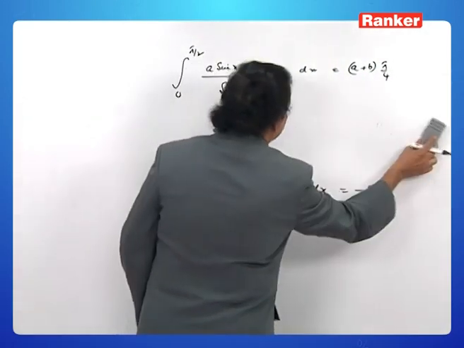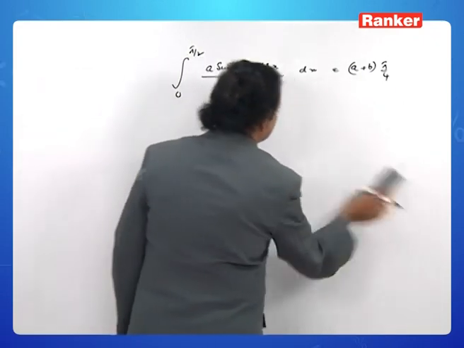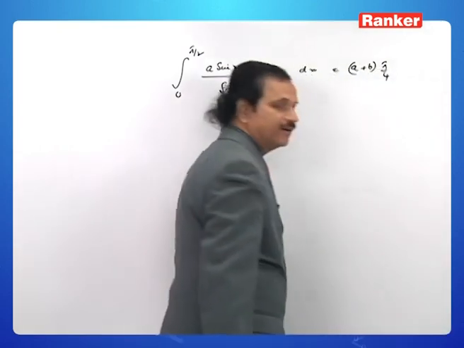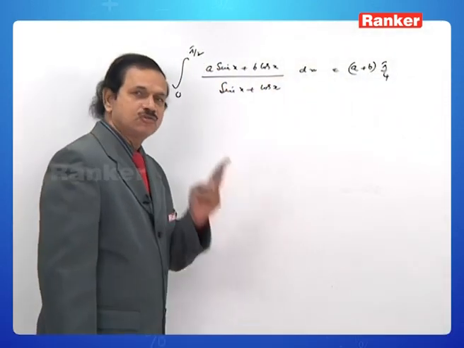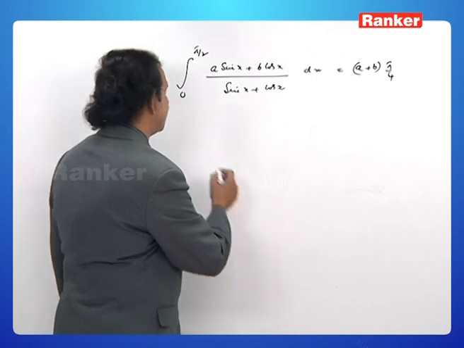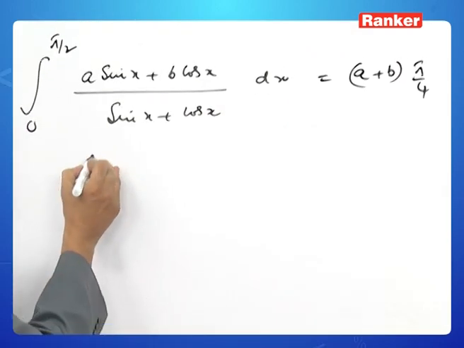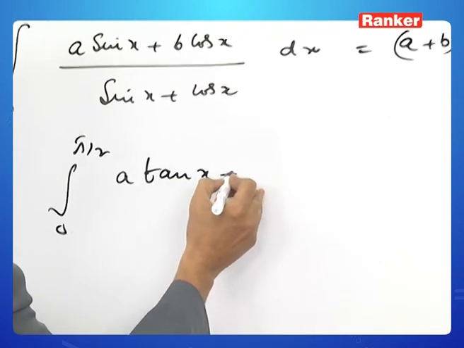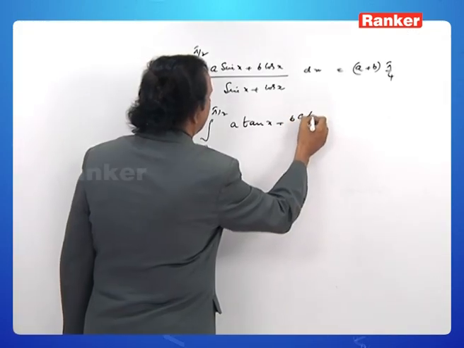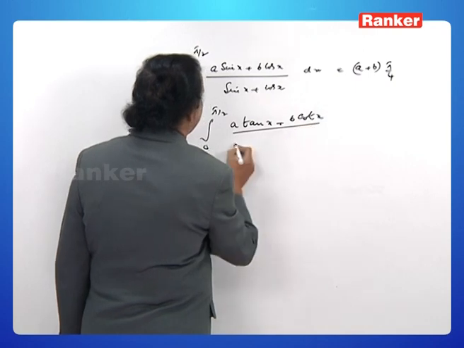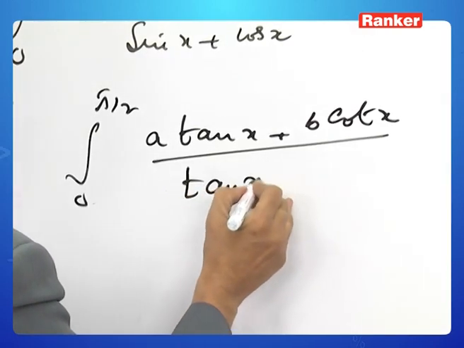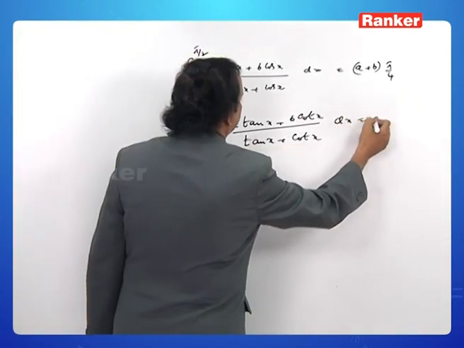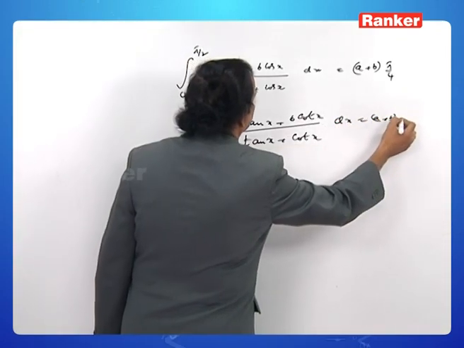Integral a sin x plus b cos x by sin x plus cos x is a plus b into pi by 4. My dear friend, not only like this, you can have two more such results. What are they? Integral 0 to pi by 2, a tan x plus b cot x by tan x plus cot x is equal to a plus b into pi by 4.